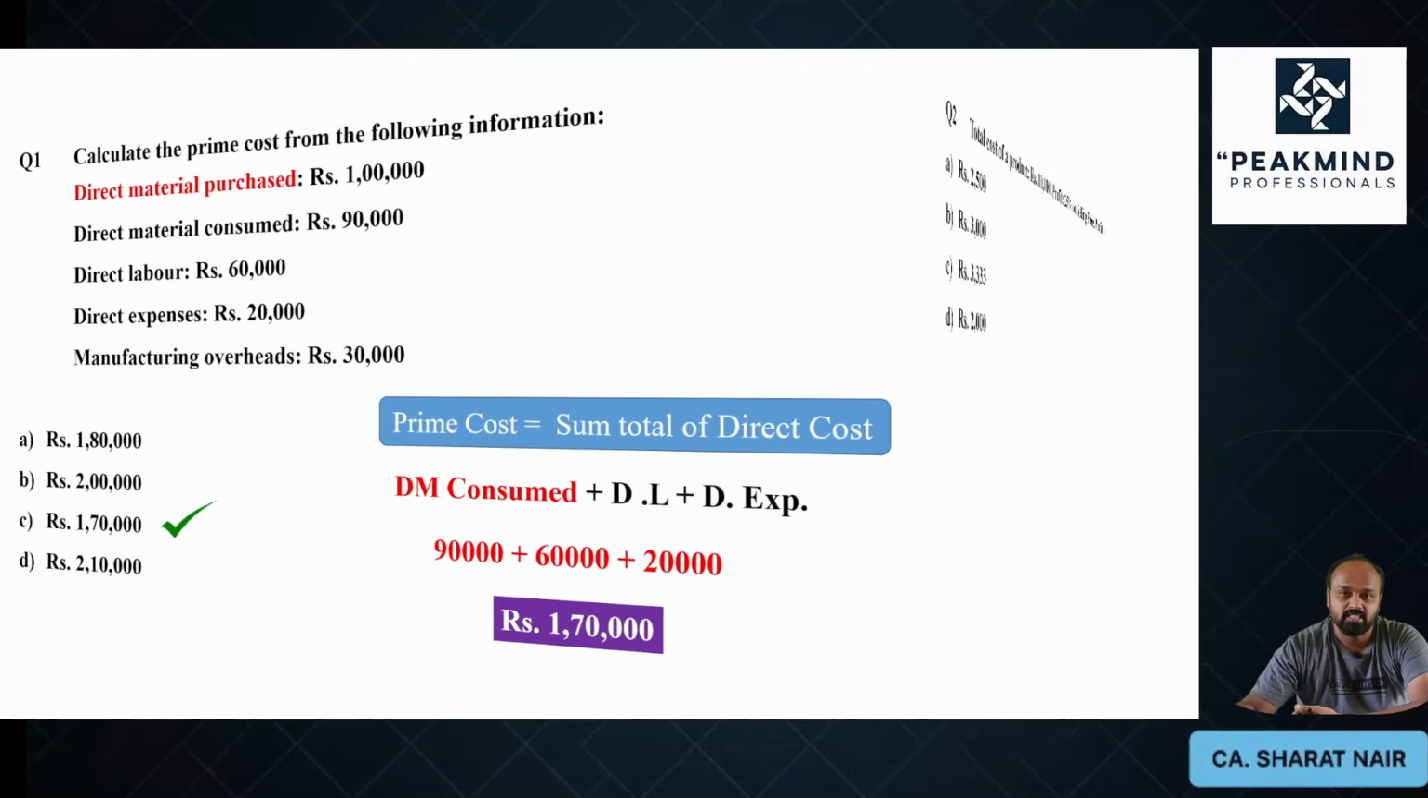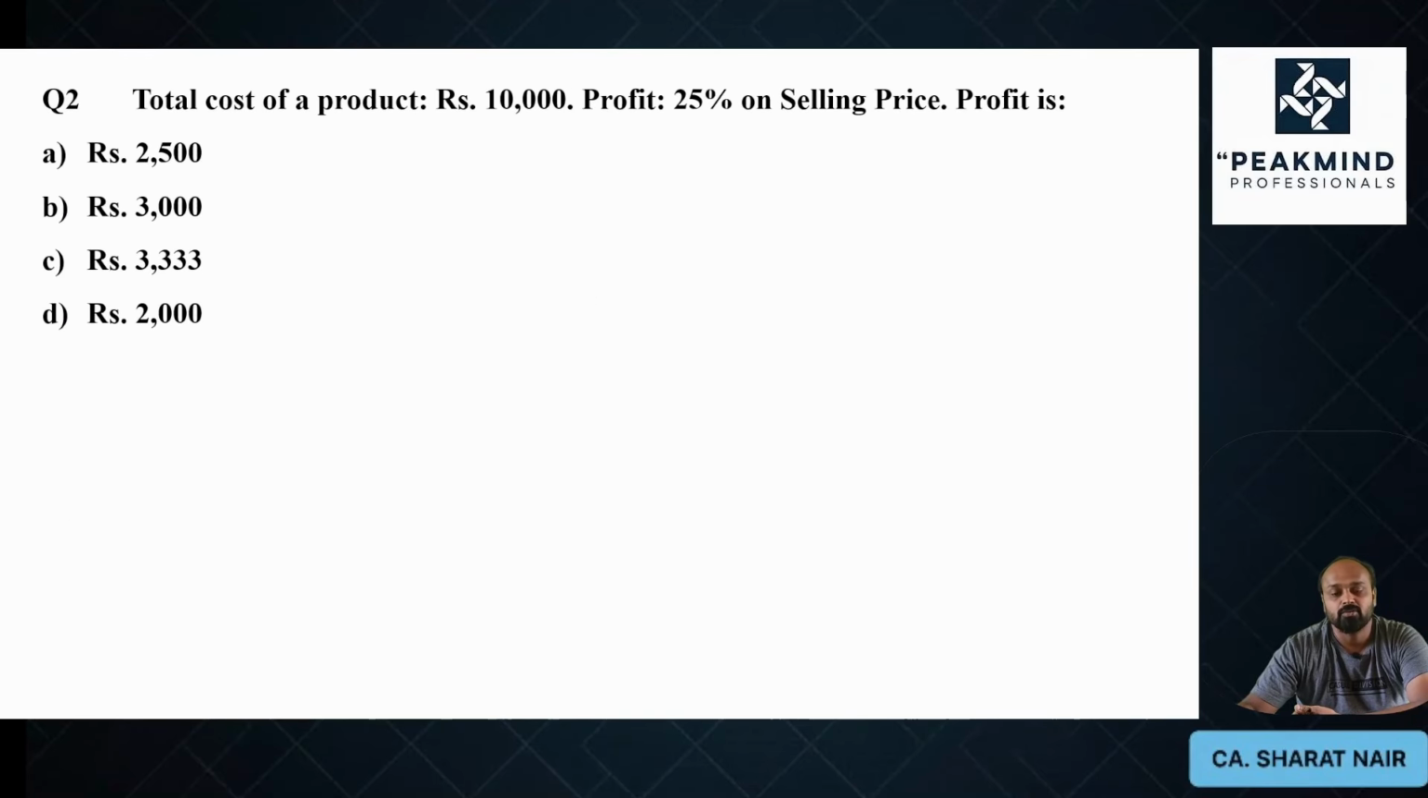Moving on to the next MCQ, it is talking about calculation of the profit. Given, they have mentioned the cost of the product, which is 10,000. They have also mentioned profit, which is 25% on selling price. To approach this, first we need to understand the relationship between cost as well as profit, cost as well as sales. If we say 1 by 3 is on cost, then it means 1 by 4 on sales.